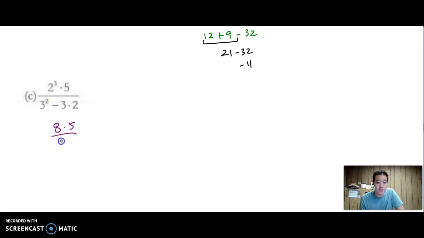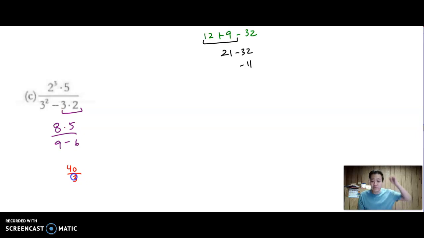Over, and 3 squared is 9. And then we have 3 times 2, which is 6. Right? And then we have 8 times 5, so that's 40. And then 9 minus 6 is 3, right?